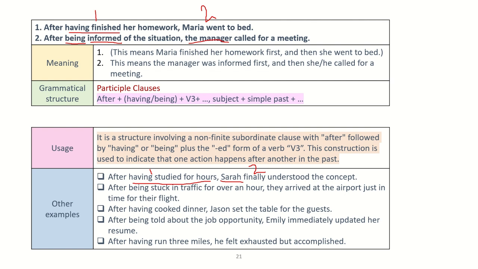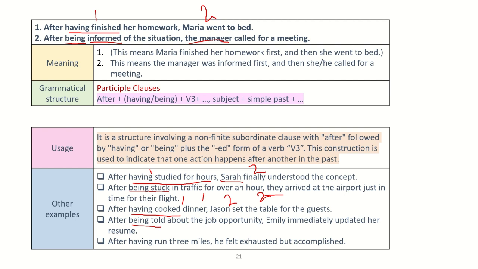After being stuck in traffic for over an hour, this is action one, they arrived at the airport just in time for the flight. This is action two. After having cooked the dinner, this is action one, Jason set the table for the guests. This is action two. The subject is the same one, Jason.